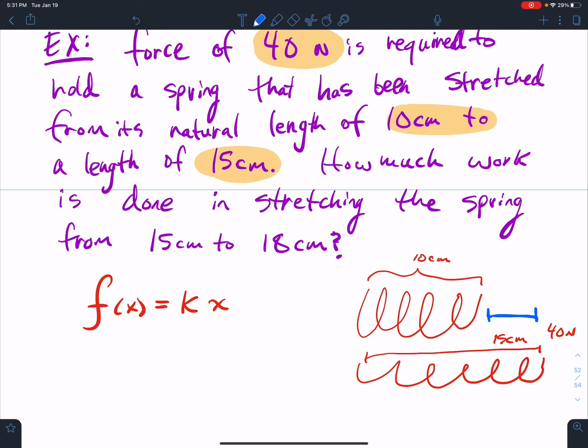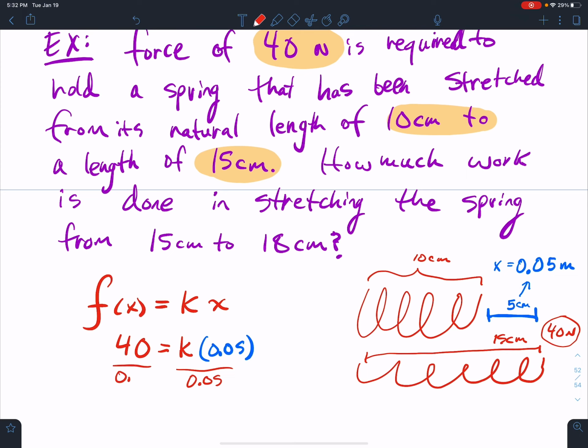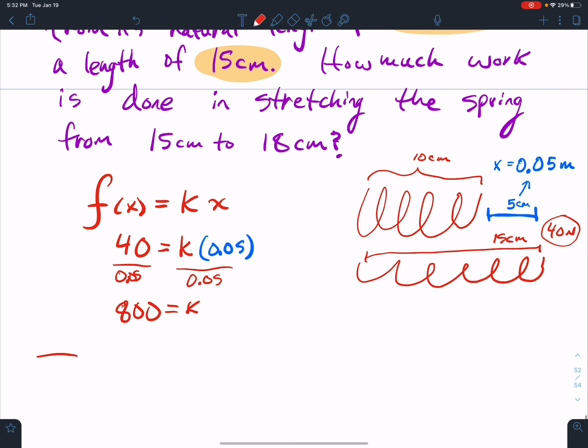So the amount of distance traveled here from 10 to 15 centimeters is 5 centimeters. Now 5 centimeters, remember with force, we need it to be in terms of meters, right? So 5 centimeters is 0.05 meters. So the distance x that it's traveled is 0.05 meters. I don't know what K, the spring constant, is, but I know that a force of 40 Newtons was required. So if I divide both sides by 0.05, 40 divided by 0.05 gets me 800 for K. Okay? So this tells me that my force function is equal to 800x.